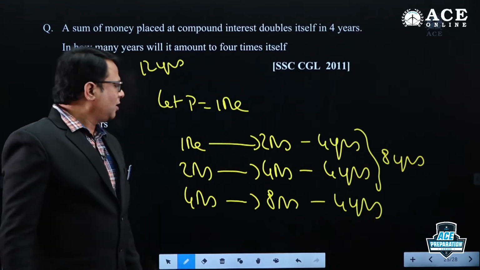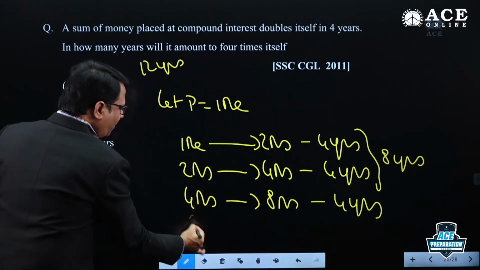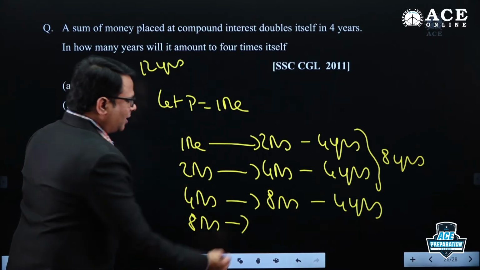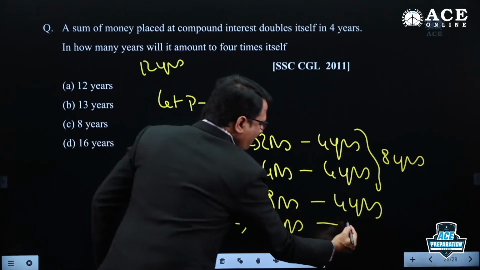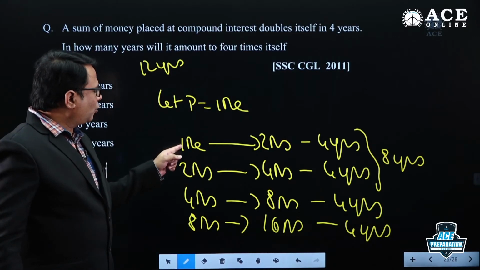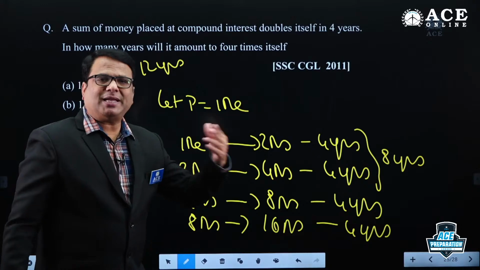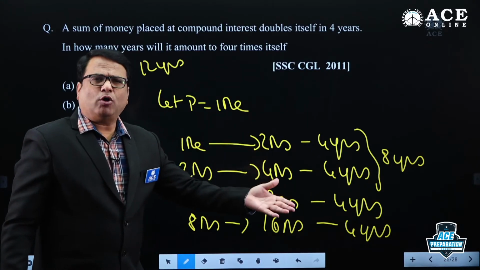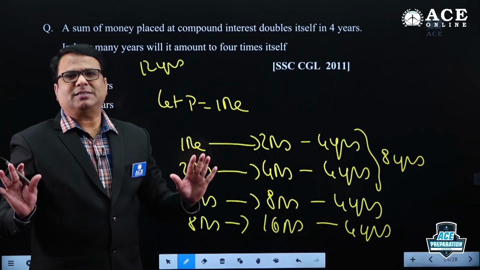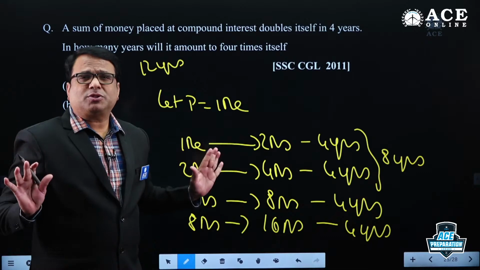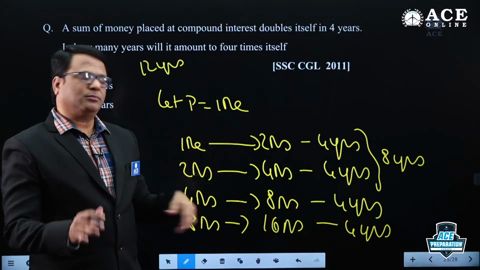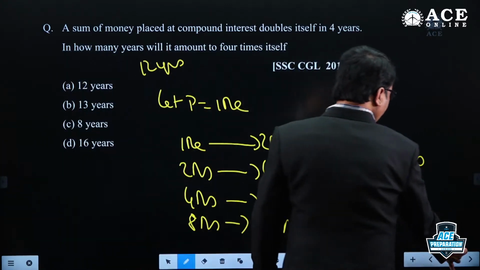Suppose if I ask you in how many years will it become 16 times of itself? Then again this 8 rupees is reinvested. This 8 will double in 4 years. That means 16 rupees in 4 years. Then we started with 1 rupee and are ending with 16 rupees. That means the money has become 16 times of itself in how many years? 4 plus 4 plus 4 plus 4, total is 16 years. So that is the answer. That is how we do it. And remember, this procedure should be used only for compound interest. Okay. Now let us go for the next question.